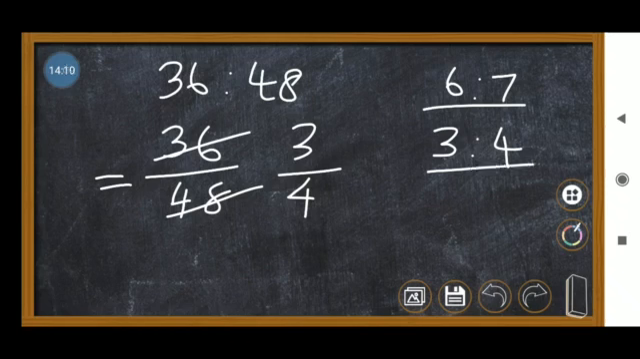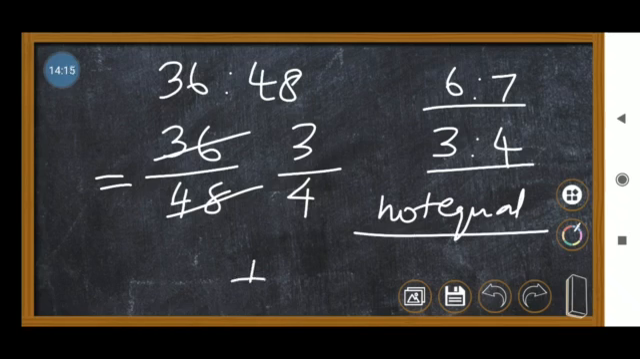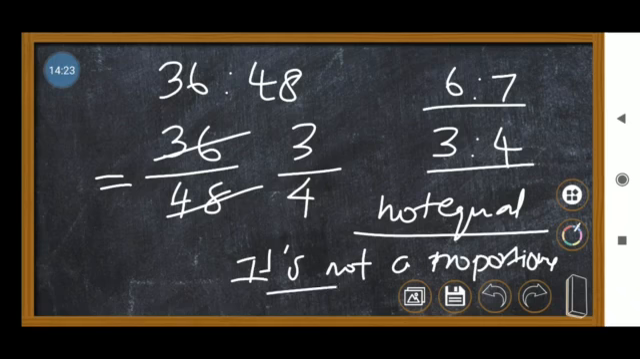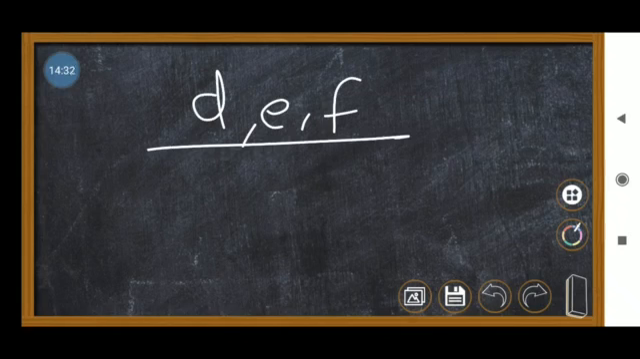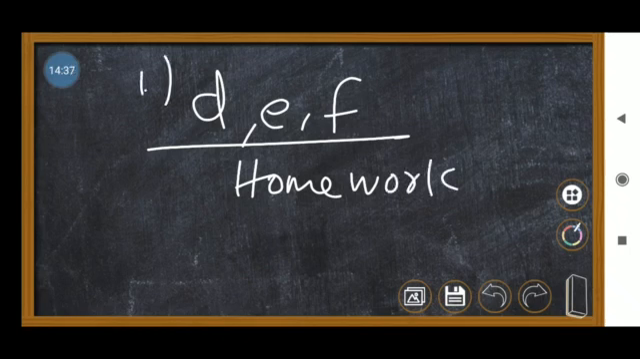So this ratio is not equal. So not equal means not proportional. Okay, it's not a proportion. Okay, students, so D and E and F, this is your homework. First one D, E, F. In the next slide we will see some more problems, so until then you have to wait. Okay, the next problem is, so we will move to that.